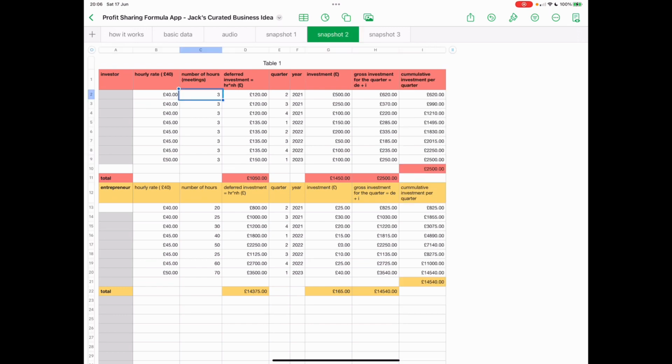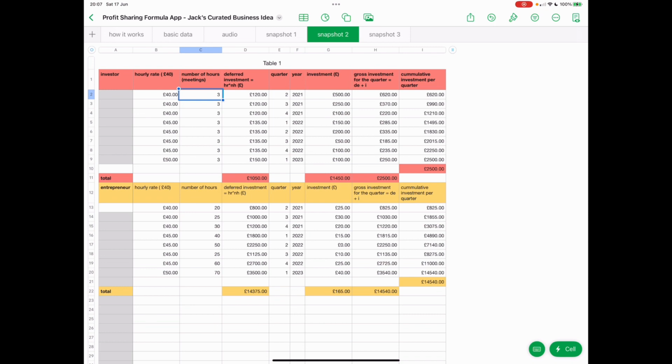Now let's look at snapshot 2. Now this is a follow-on from snapshot 1. The additional thing here is the cumulative investment per quarter.